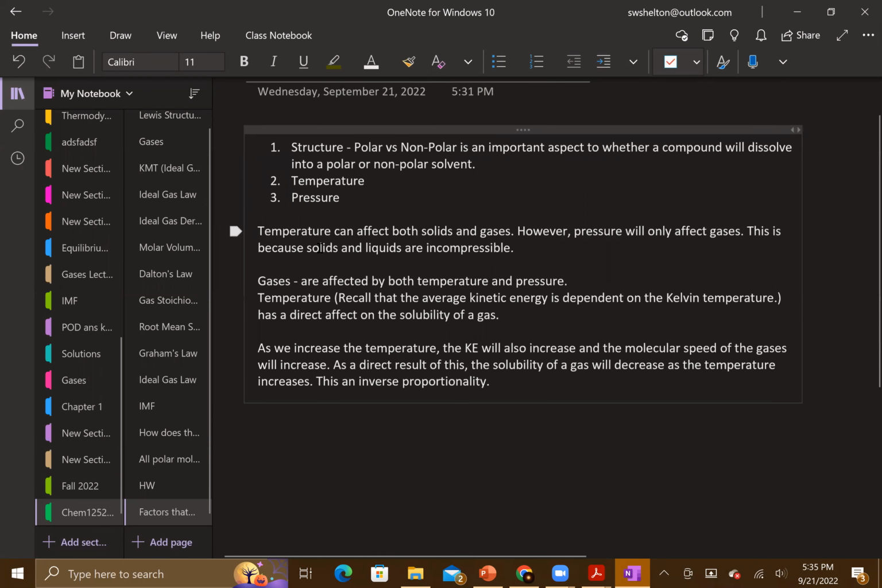so that's what we need to make a note of here about the way the temperature affects the solubility of a gas. As you increase temperature, the speeds are going to increase, and if the speed increases, it's going to come out of the solution a lot quicker, so the solubility goes down. So our example is a soft drink.